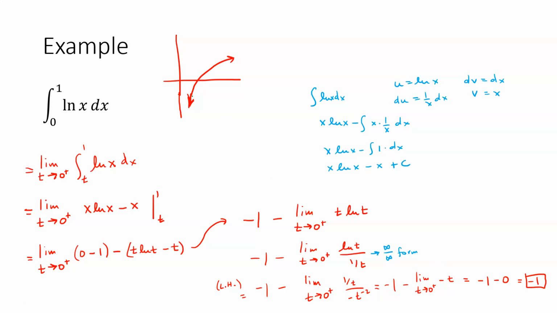So now we've shown that the area of this region between 0 and 1 on the ln x graph is equal to, or sorry, is equal to negative 1. So the value is negative here, of course, because it's below the x-axis. But the actual area would be a positive value.